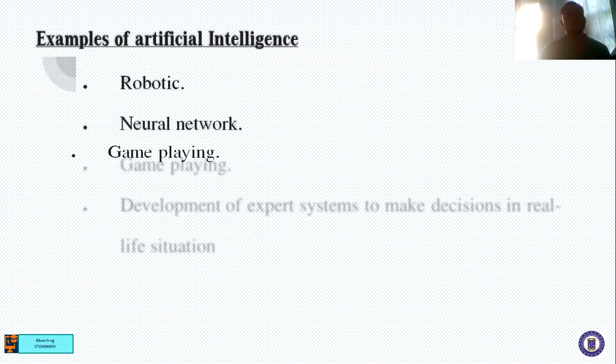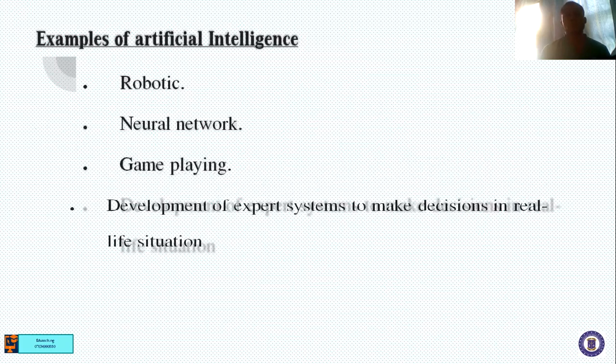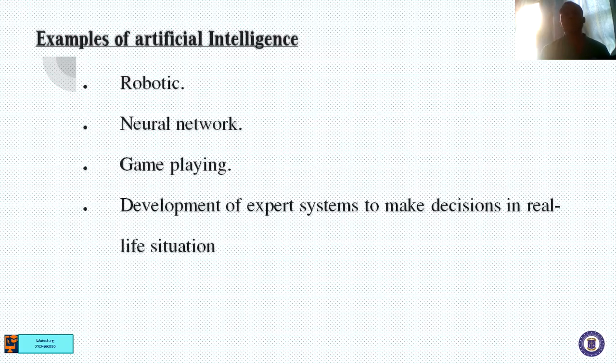Number three, you have game playing. Remember, I talked about the images, and I told you that they are also examples of robots. Number four, development of expert system to make decisions in real life situation. Some computers have been employed to make decisions in real life situation.